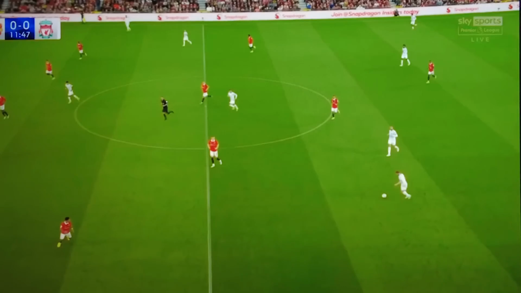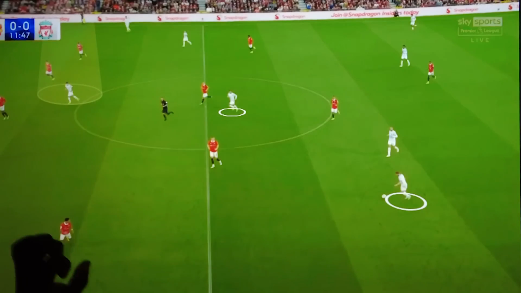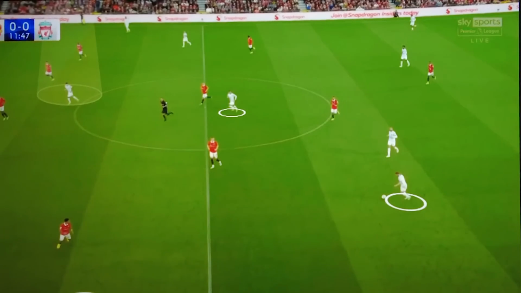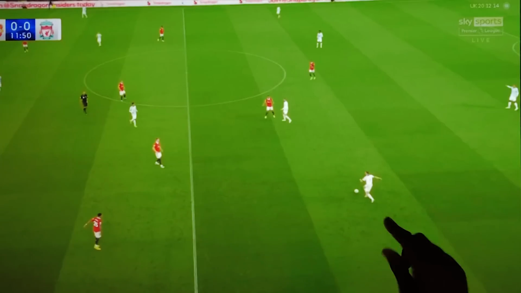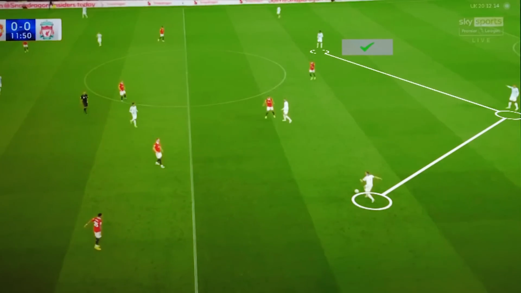So here we see a familiar shape, with Milner deeper and to the left, which has then allowed Firmino to drop into the midfield. This also allows Diaz to become the centre forward, as Robertson out on the left is providing the width, and Milner will look to find him. So as you can see, this shape does give Liverpool more horizontal coverage of the pitch.